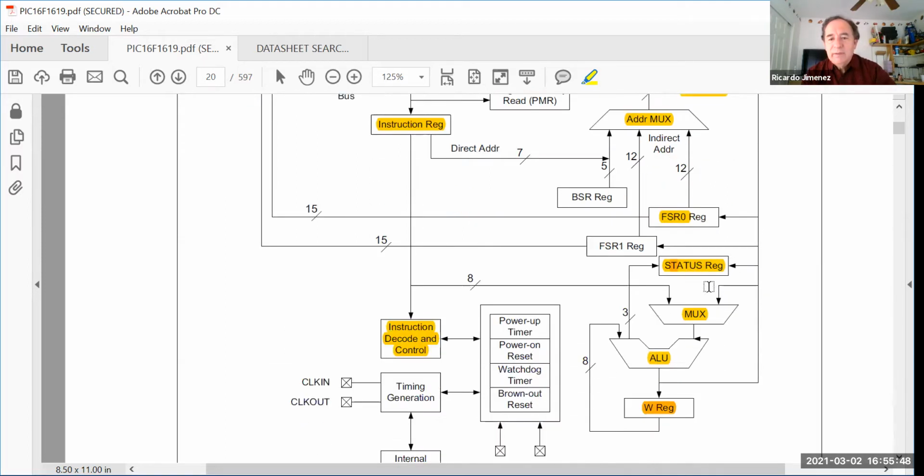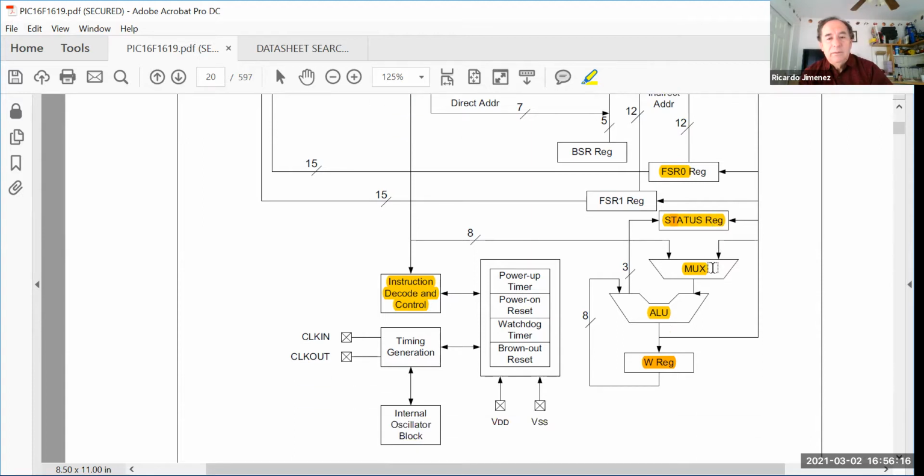The status register, coming from this, is an output that indicates if the operation you are doing, arithmetic or Boolean operation, is equal to zero, or if there is a carry or no carry. You need to know, and the status register will let you know. You know what? After doing this addition, I had a carry. So the status register will let you know.